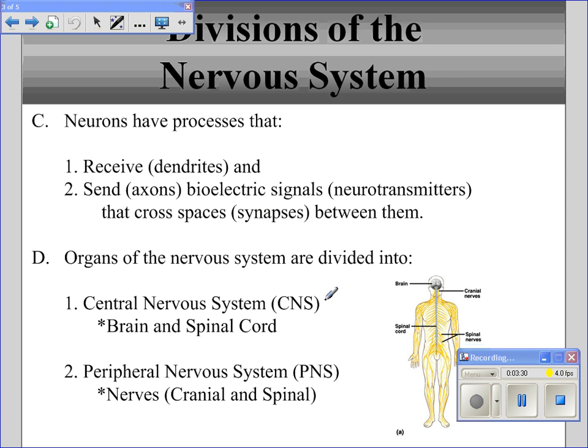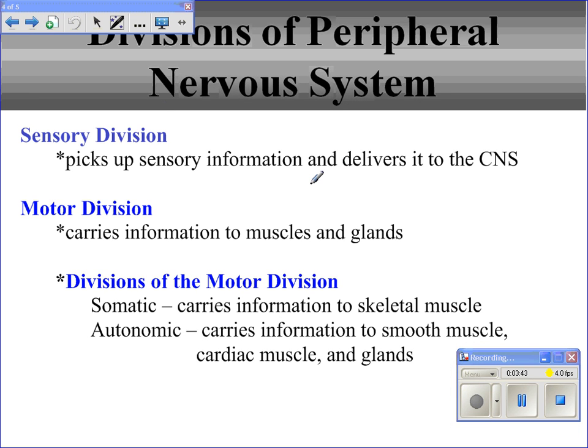Again, central nervous system. There are two major divisions of the nervous system. Brain and spinal cord is the CNS. Peripheral nervous system is made of the cranial and spinal nerves. On our fourth slide here, we can start to talk about the two divisions that we have. We have a sensory division. Sensory division of our peripheral nervous system is going to pick up sensory information, things that you hear, see, smell, taste, feel, and it's going to send that information to your brain or spinal cord. And we'll talk about that a little bit more later as well.